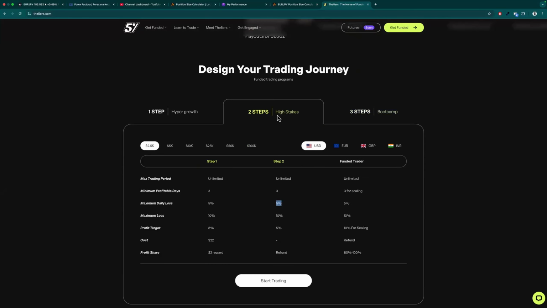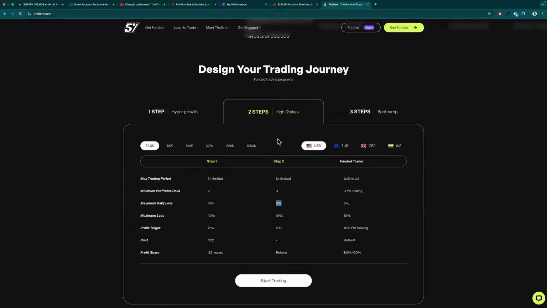Once you clear this two steps account, what happens is, let's say, whenever you make 10% profit after you are funded, your account will scale. And they have different scaling criterias. For example, from 5K, you will go to 7.5K, then 10K, then 12.5K, and all of that.